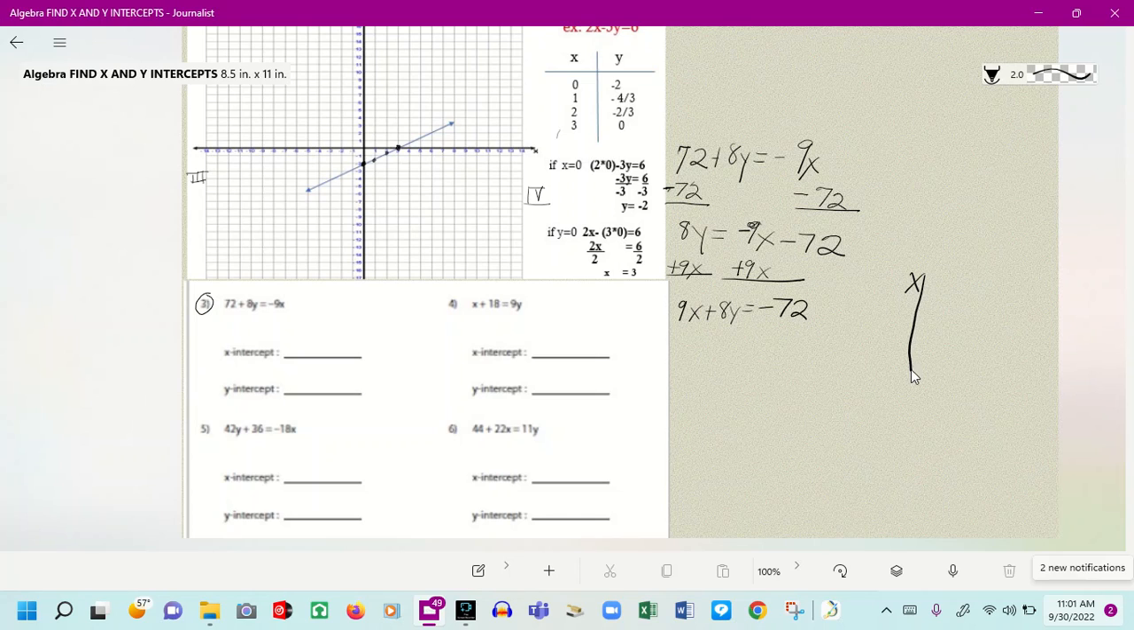We have x on this side, we have y on that side. Now, let's see. When x is 0, what will y be? So we have 9 times 0, put parentheses around that because that's a multiplication problem, plus 8y equals negative 72. 9 times 0 comes off, 8y equals negative 72. Divide off the 8 from the variable, divide it off over here on the negative 72. y equals negative 9. So when x is 0, y is negative 9. Let's plot that. If x is 0, y is negative 9, which is right here.